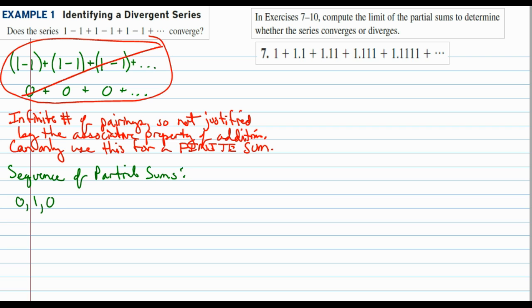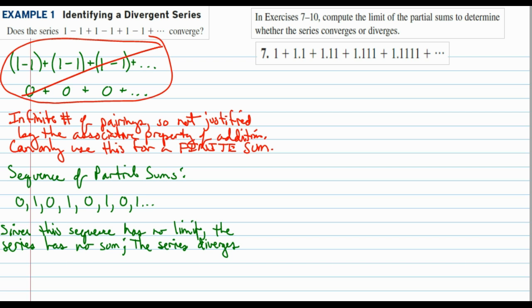Add the fourth one in, 0. Fifth one would be 1. Sixth one would be 0, 1, 0, 1. And you'd keep going forever and ever. You don't ever get to the same value. So, since the sequence has no limit, the series has no sum, therefore the series diverges. It doesn't have to go to infinity to diverge, it just doesn't go to a single value.